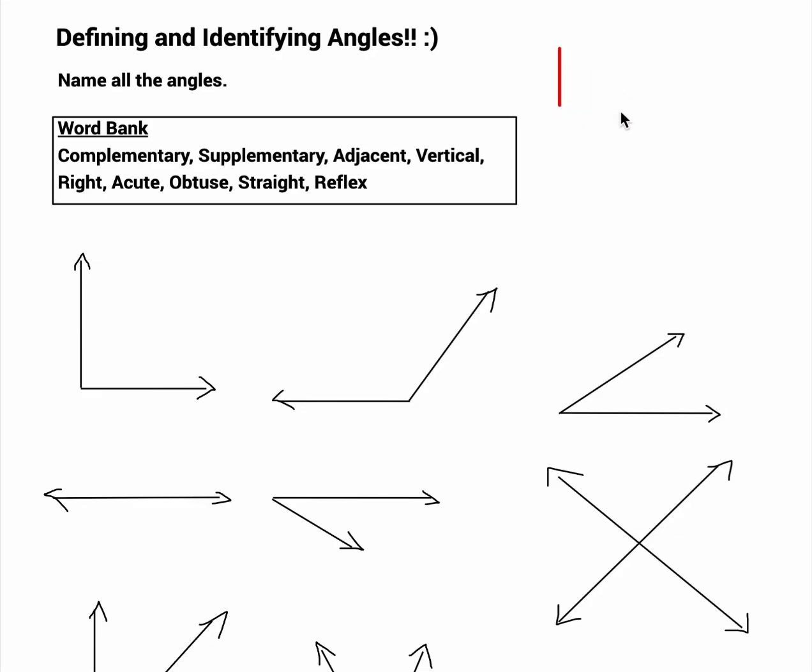It's me, Nene, and today we are going to start to learn about defining and identifying angles. But before we do that, I wanted to mention these three types of lines.